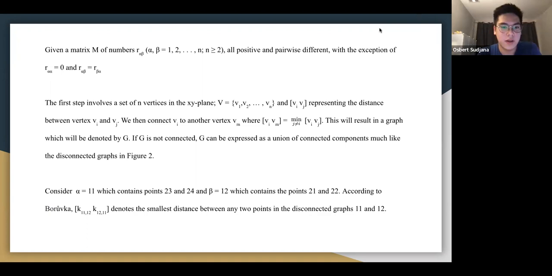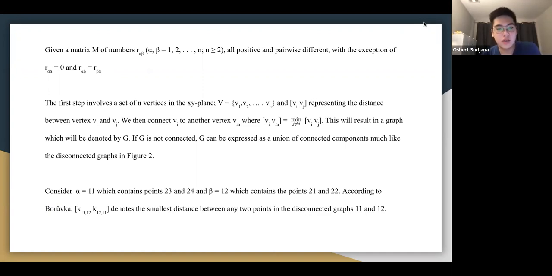The first step involves a set of n vertices in the xy plane, as we've seen before in the figure before this. So for example, there's vertex 1 to vertex n, where this notation with the square brackets with two vertices inside represents the distance between vertex i and j. Let's take j as an arbitrary vertex. We then connect vi to another vertex vm, where the distance between vi and vm is the minimum distance between vertex i and any other vertex in the two-dimensional plane, where in this case vm is the closest neighbor to vi. This will result in a graph which will be denoted by G.